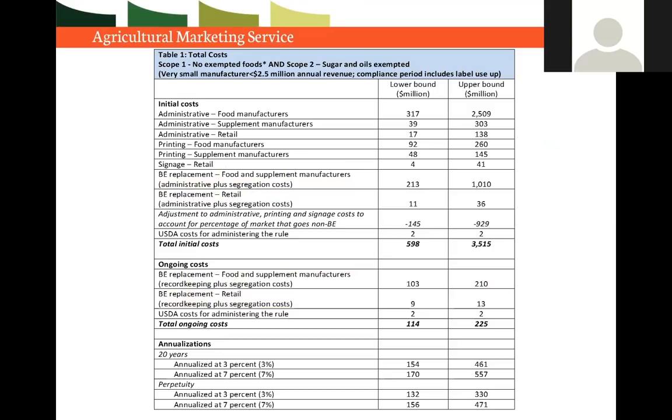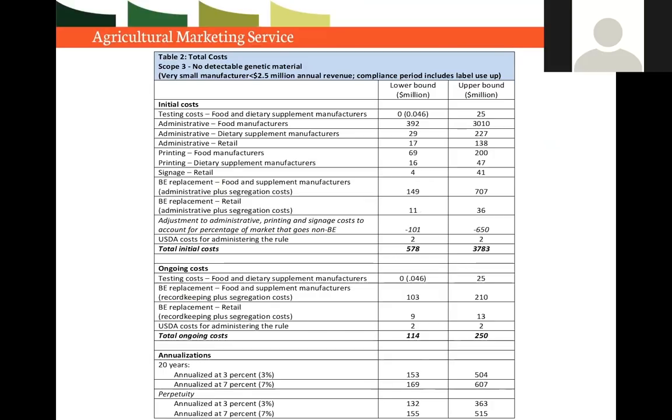To the extent that some of the oils and sugars are on the low administrative cost end of the spectrum, the administrative costs for an individual product could actually increase if the lower administrative cost ingredients are exempted. For Scope 2, USDA assumes that the moderate increase in administrative costs will be roughly equivalent to the moderate decrease in printing costs. As a result, for purposes of this RIA, the cost is presumed to be roughly the same under Scopes 1 and 2.